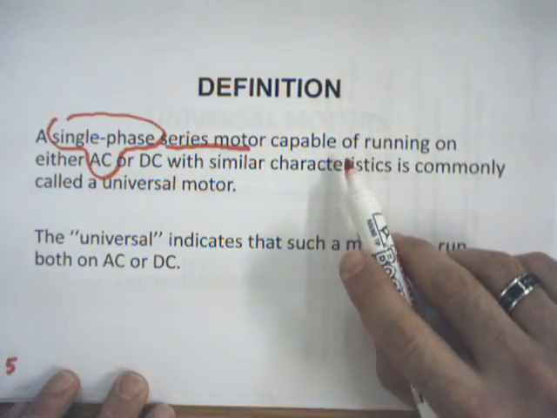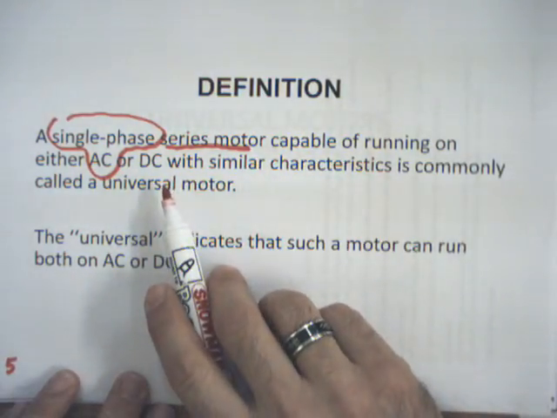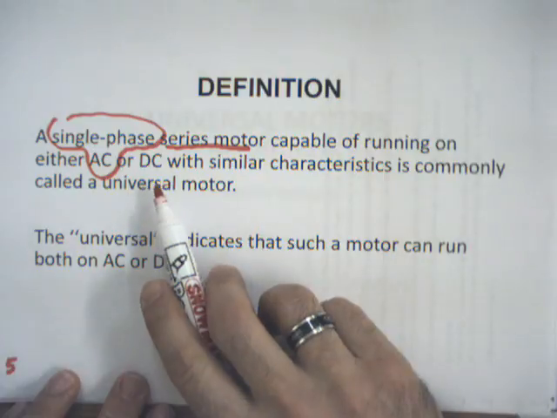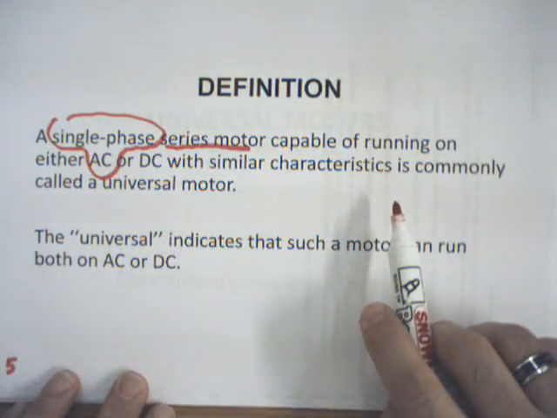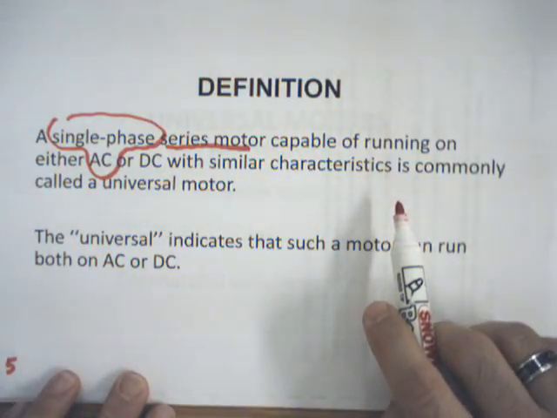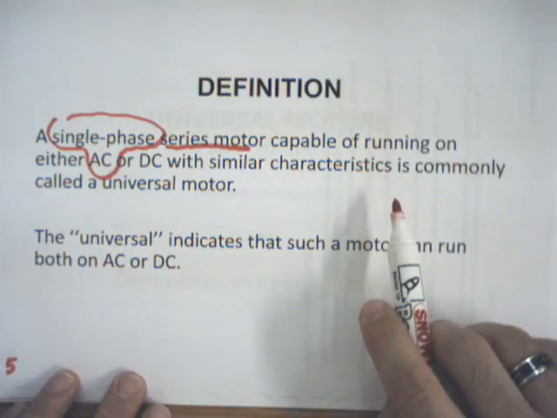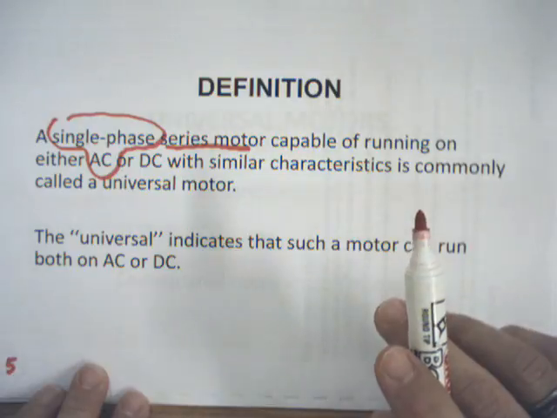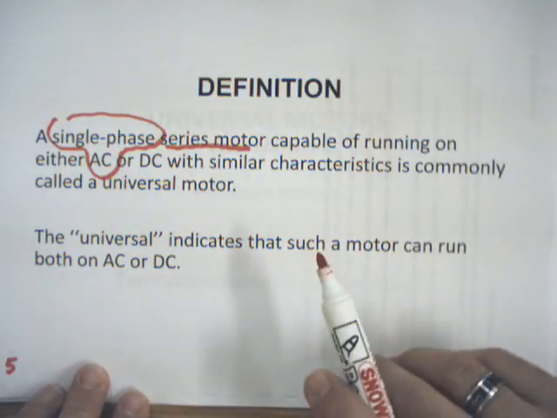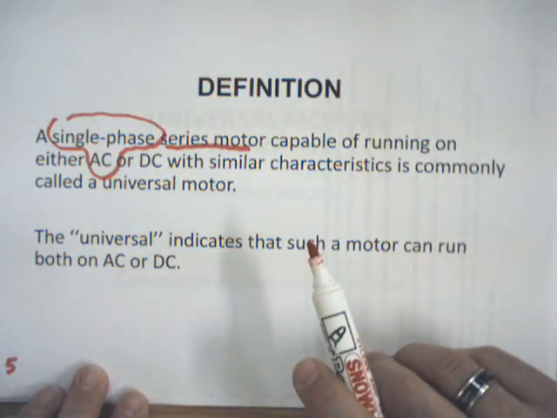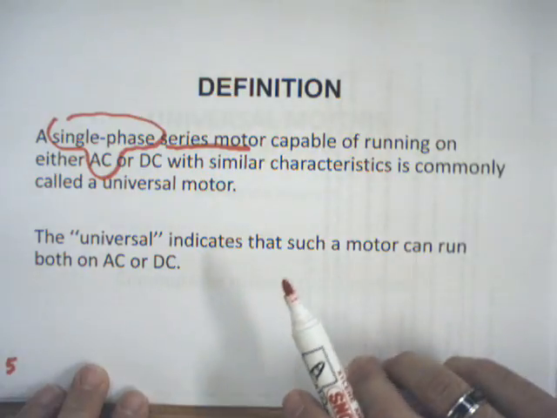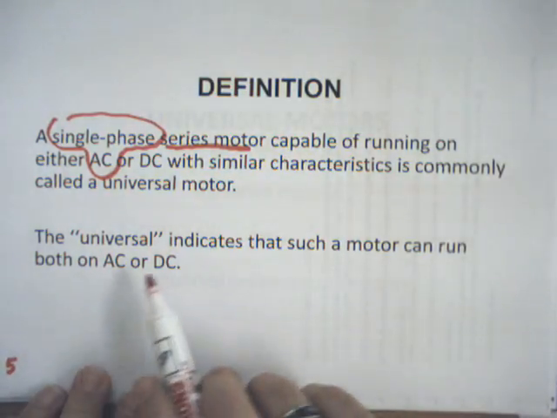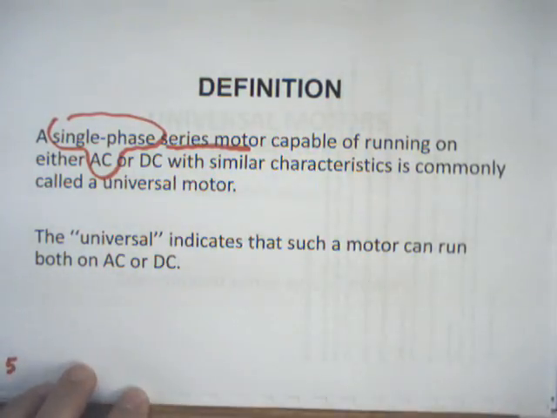It's also capable of running on DC as well, so you can excite the motor both AC and DC, and similar characteristics are obtained. Those are called universal motors. So excitation is arbitrary, independent of the characteristics of the excitation. So the universal indicates that such a motor can run both on AC or DC.